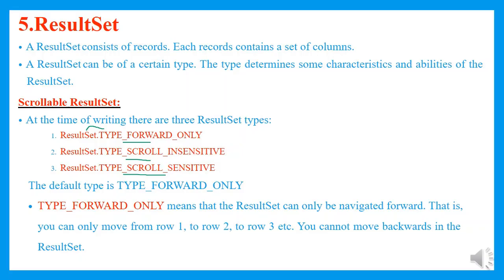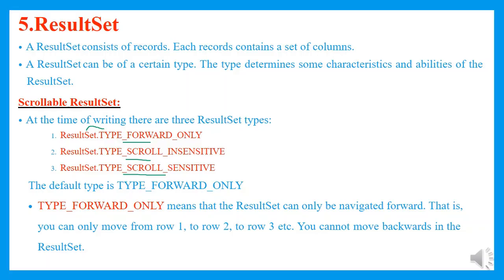What is TYPE_FORWARD_ONLY? It means the result set can only be moved in a forward direction. That is, I can move from the 0th row, first row, second row. We cannot move the cursor backwards in the table. The cursor can be moved only in the forward direction like the Iterator interface, and we cannot jump from one location to another, that is, to backward locations.